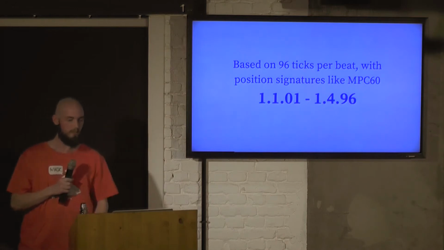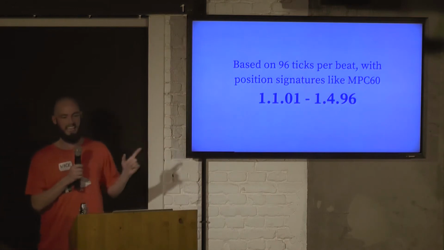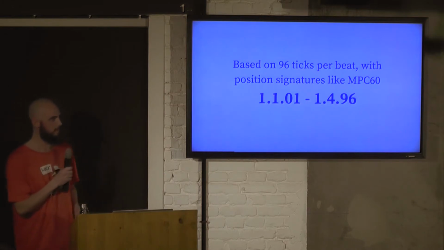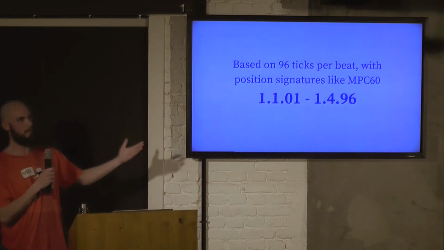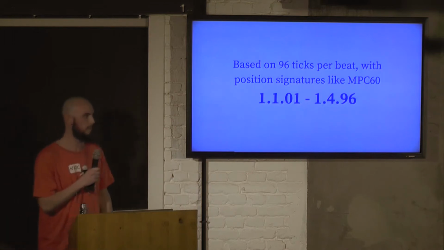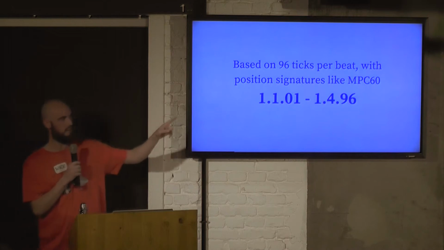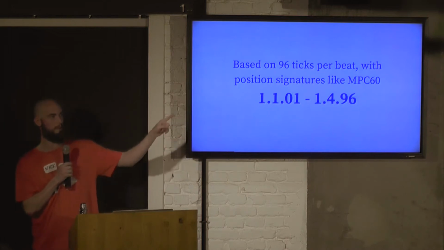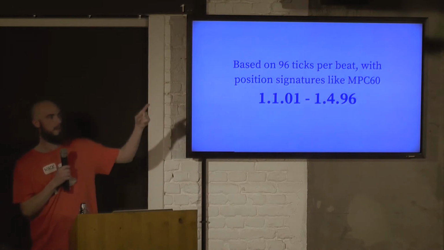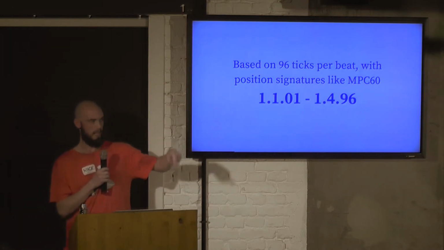Okay, so it's based on 96 ticks per beat, which will feel familiar to anyone who's done MIDI. It's the same position signature as the MPC 60. So this basically means that we're looking at the range of one full bar. Yeah, it's notated as bar.beat.tick.